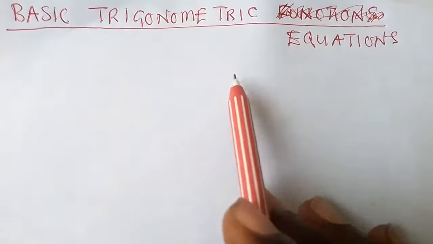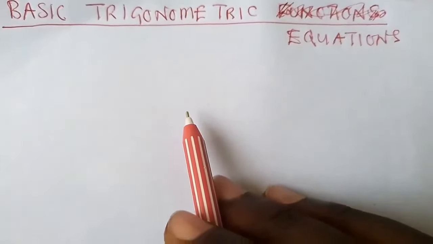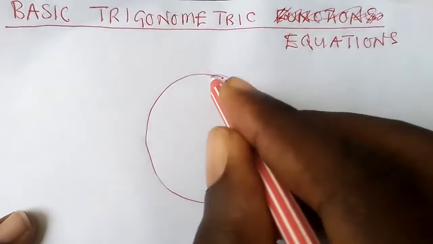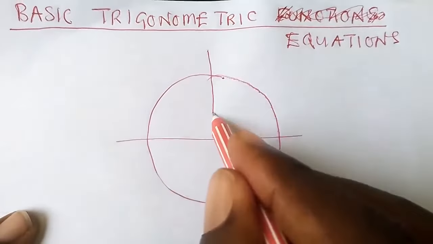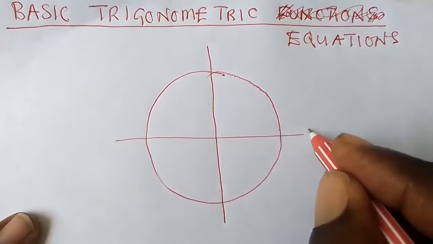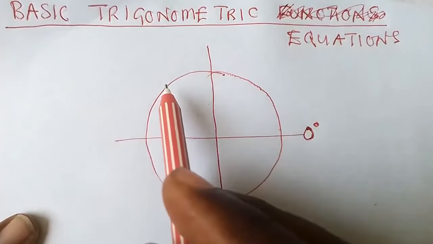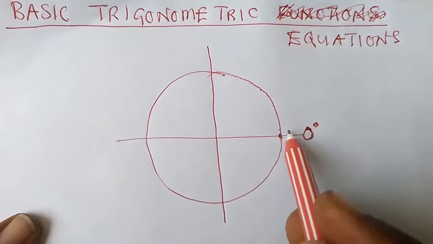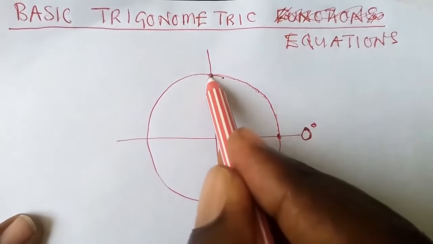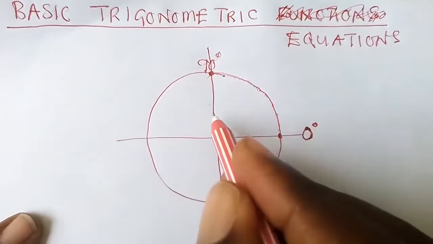For you to understand basic trigonometric equations, the first thing you need to understand are quadrants. So I'm going to put a circle like this. Here we've got 0 degrees. You know that angles move in an anti-clockwise direction. If I start moving like this, I reach here, and this is where 90 degrees is.